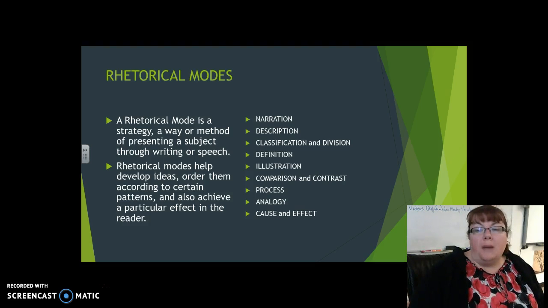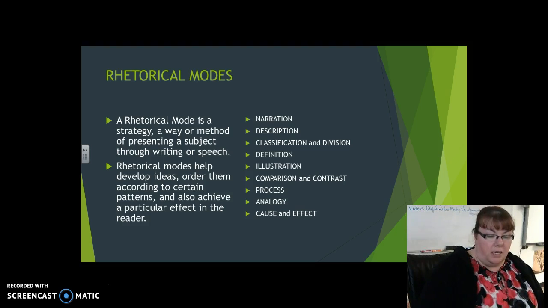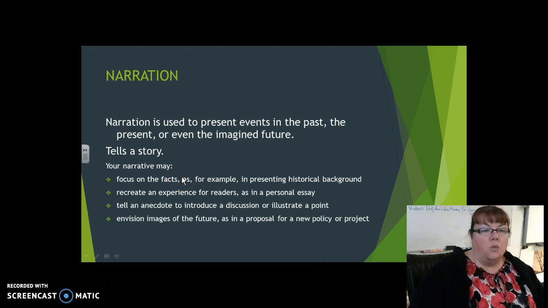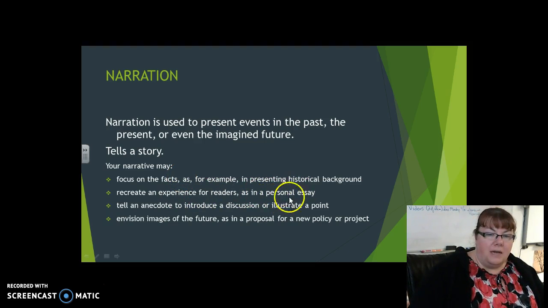Many of these you've already heard about, and so hopefully this is just a review aspect of it. Okay, the first one is this idea of narration. So it's used to present events in the past. It tells a story, things from the present, sometimes from the future, but it's definitely this idea of telling a story. So it focuses on facts, and even if it's presenting historical background, it still includes the facts, but it does it in a way where it sounds kind of like a personal essay and it recreates the experience.